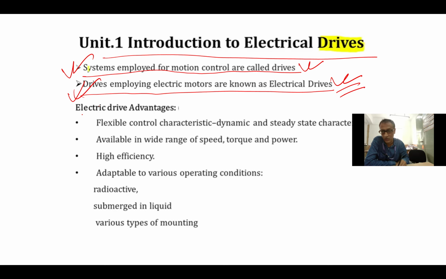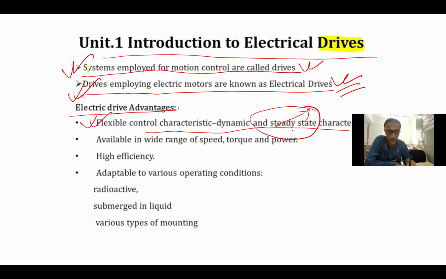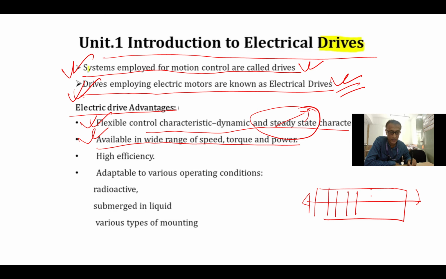So now, some advantages of the drives with respect to the mechanical. First is flexible control characteristics, dynamic and steady state characteristics. That means this is one of the control parameters of the electrical system. Second one is availability in a wide range of speed and torque. That means you can control, increasing or decreasing the speed of the machine. And the next thing, higher efficiency. Performance is much better with respect to the mechanical system.